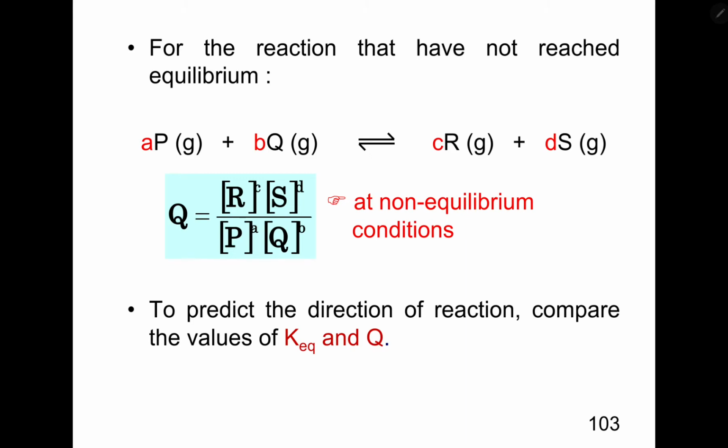If you look at here, this is your lecture note. The expression for reaction quotient is the same, exactly like the expression for Kc. We use the concentration of product over the concentration of reactant. The difference is the concentration that we use in reaction quotient or Q is the concentration at non-equilibrium. The reaction quotient is used to predict the direction of the reaction by comparing the Q to the Kc.